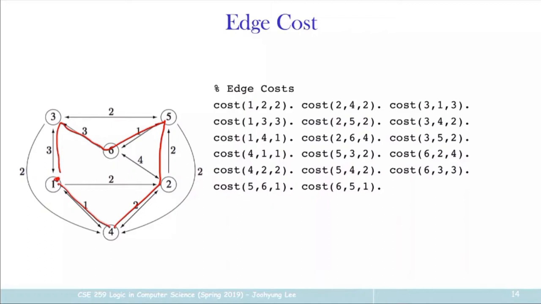Now let's check the cost. The cost is adding all the sum of the weights. So this is 1 plus 2 plus 2 plus 1 plus 3 plus 3, right? So that gives 4 threes, so that should be 12. So the cost is 12. Can anyone find a better plan?